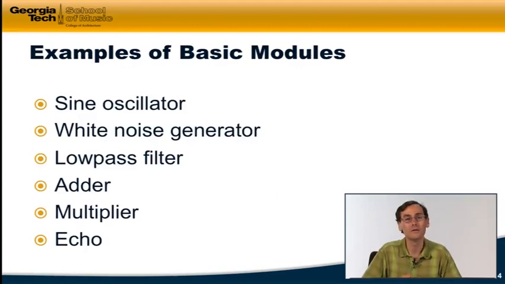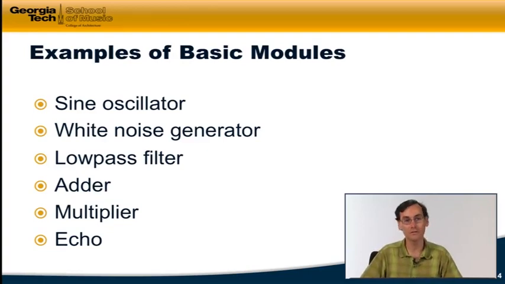So some basic types of modules you might find are things like a sine oscillator, a white noise generator that makes white noise, a low-pass filter that filters sound the same way that we looked at low-pass filters in Module 2. An adder that takes two input signals and adds them together, mixes them basically into a single output. A multiplier that might multiply two input signals together instead of adding them. An echo that might delay sound a certain amount of time. There's many other examples as well, but these are some basic ones that we're going to keep on coming back to again and again throughout this module.